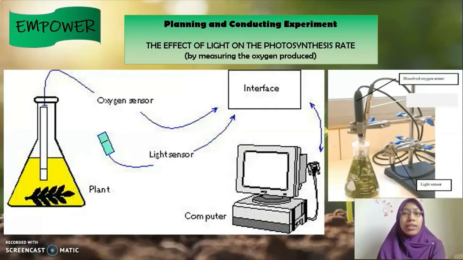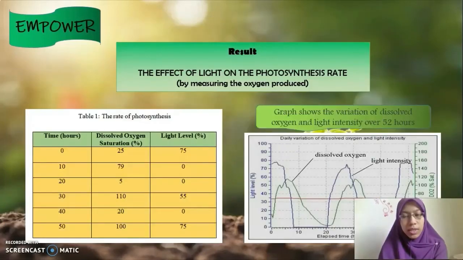After the experiment has been set up, we start the experiment, we will set up the data logger to detect the light intensity and the dissolved oxygen for a period of time. Next is the result of the experiment, which is we're gonna get the rate of the photosynthesis based on the dissolved oxygen saturation and the light level.